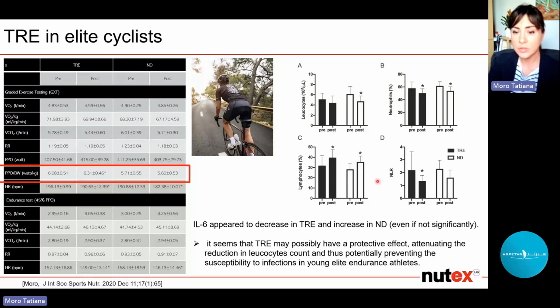We also observed a reduction in the neutrophil to lymphocyte ratio, which is a biomarker of systemic inflammation, largely used in clinical practice because it correlates with the circulating level of C-reactive protein. And this is an interesting finding, especially because cyclists normally train outside, and at least here in Italy, their pre-season is during the winter time.